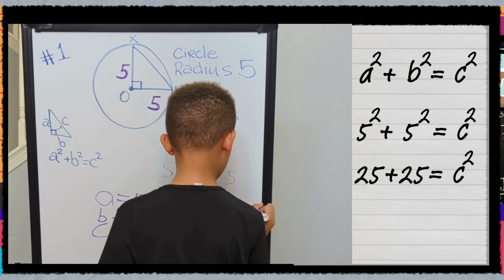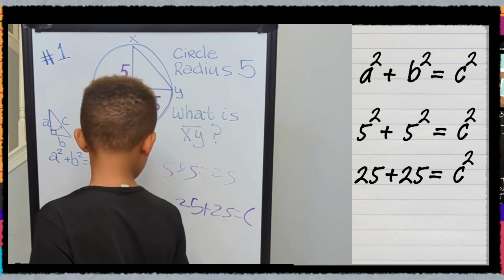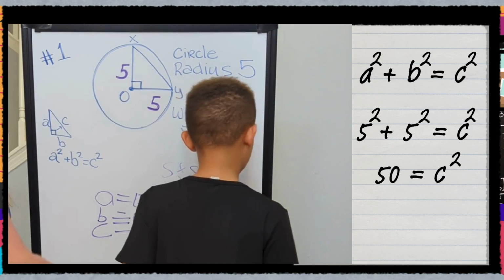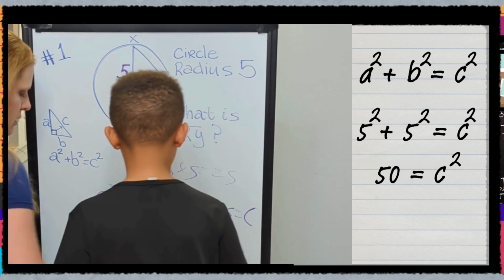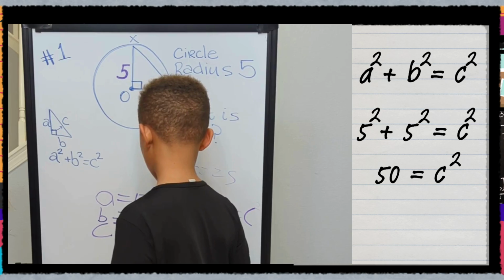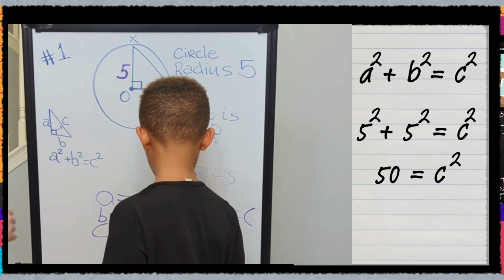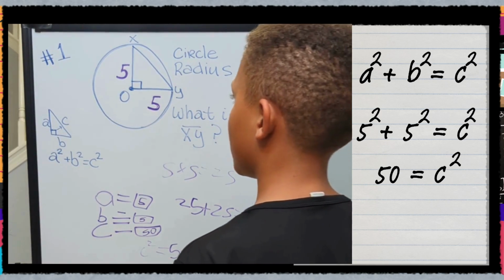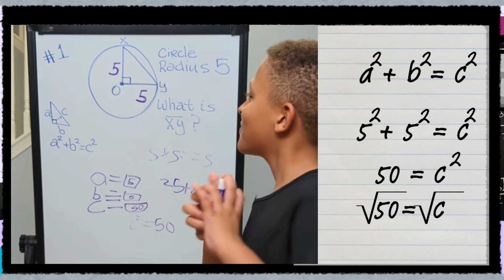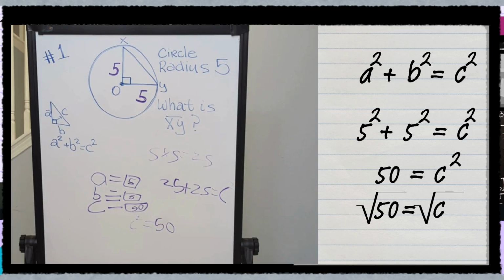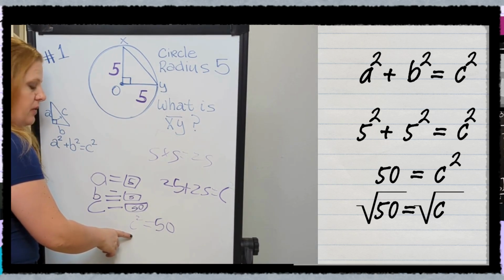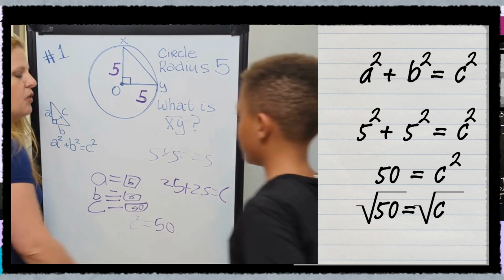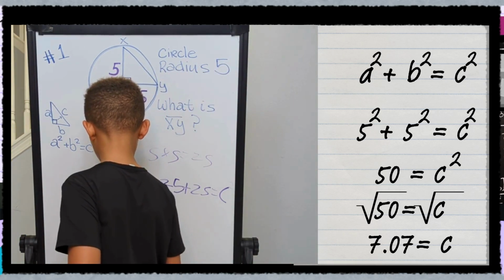Equals C squared. Okay, so now C squared equals 50. So then you have to figure out what squared equals 50. But 50 is not a perfect square. What is the nearest perfect square to 50? It's just one below. So then I think we could guesstimate that this would be around 7, probably like 7.1 or something like that.